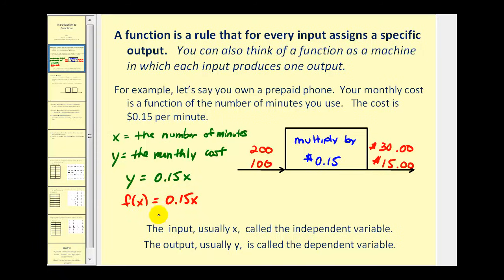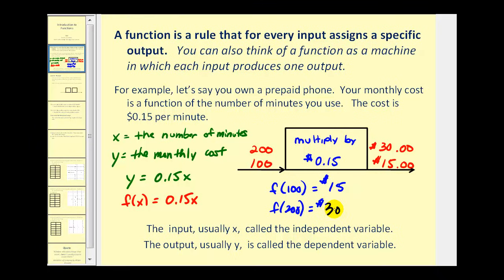So relating this notation to what we were saying earlier about the input is multiplied by 15 cents to produce the output, we could say that f of 100, meaning 100 is the input into the function, and the output would be $15. And f of 200 is equal to $30.